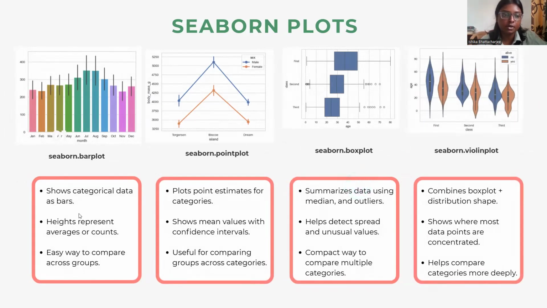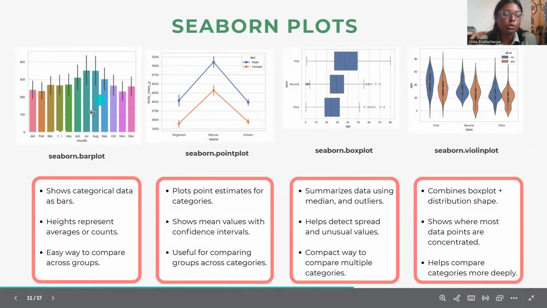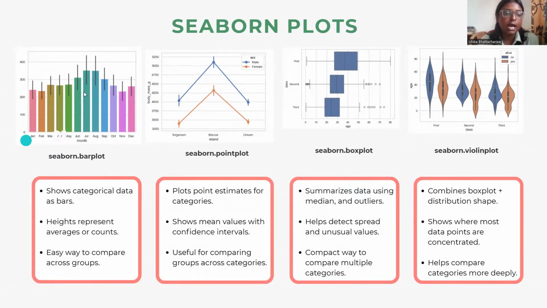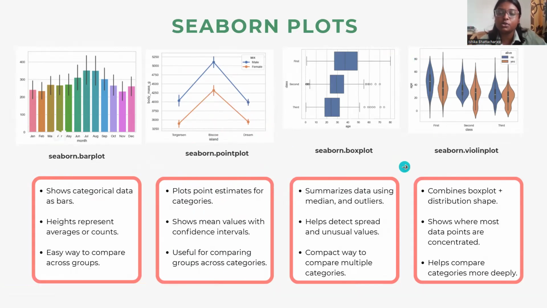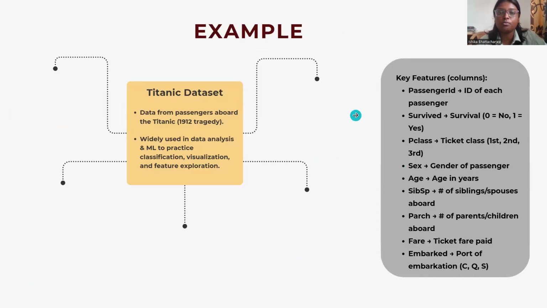These are comparison graphs. Now, this is a simple bar plot. This is a point plot, box plot, violin plot. All of these are used for comparisons, categorical data, or the distribution of the data. Like in the bar plot, you can see this is the categorical data, right? Height represents the average counts, and it's an easy way to compare across groups. Now, this is a point plot. Point plot estimates the categories, shows mean values with confidence intervals, used for comparing groups across categories. Now, if you just know some of the plots, that's fine. You don't have to know everything about the plots, right?